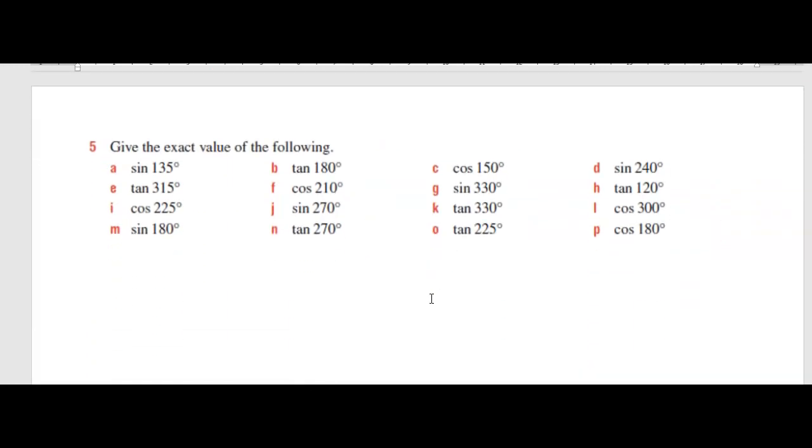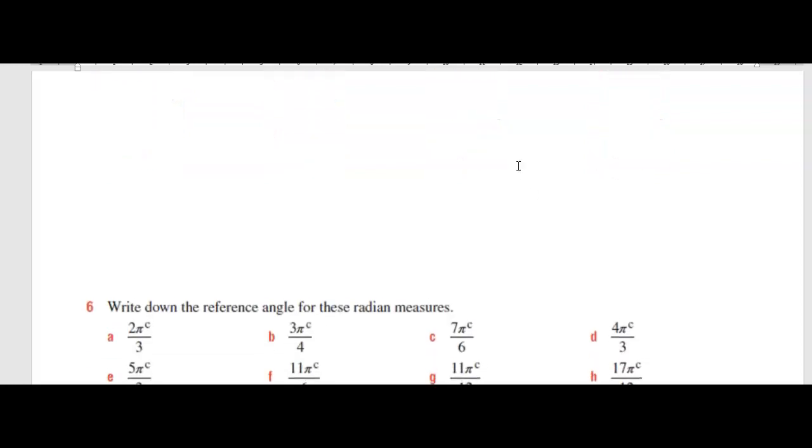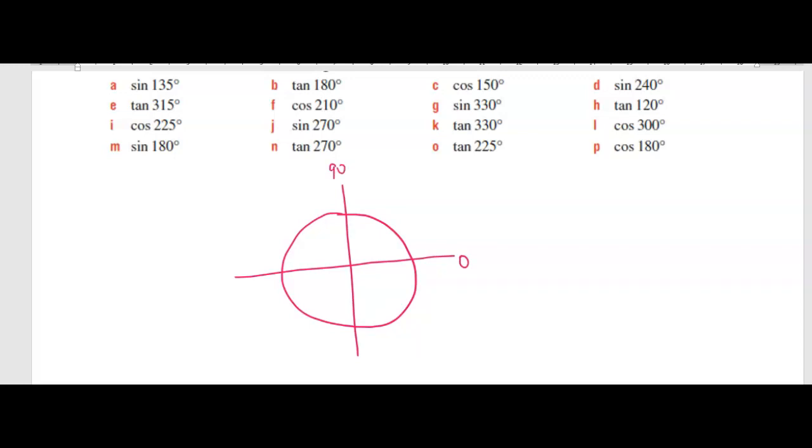All right, let's have a look at question number 5. Give the exact value of the following. So for all of these, you need to find your reference angle. So I'm going to draw a larger unit circle just so it's not as messy. That probably will end up being quite messy. And we're just working with degrees here. So I'm going to put the degrees on. So 0, 90, 180, 270, and then we're back to 360.